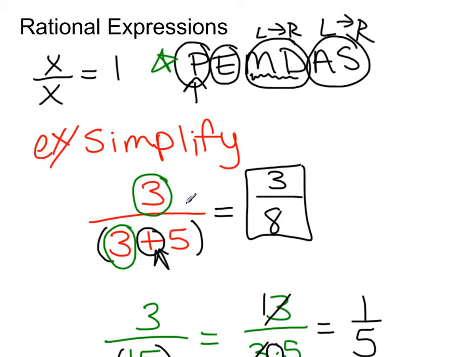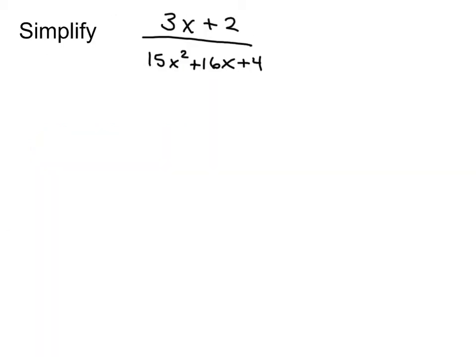Let's now try our first rational expression with this in mind. We have: simplify 3x plus 2 all over 15x squared plus 16x plus 4. So, the first thing we have to do is make sure we understand there's implied parentheses. So, we have the numerator divided by the denominator.